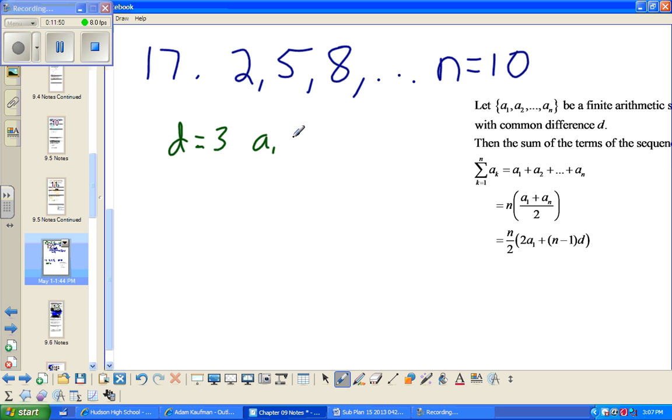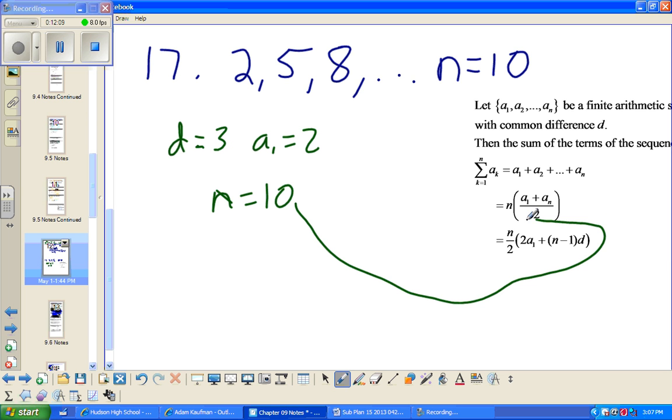The first term is 2. We want to go to the 10th term, so n would equal 10. Then from there, if you look back at your notes on finding the sum of a finite arithmetic sequence, you just plug everything in. You've got n, you've got a sub 1, you've got d. You're home free from there.